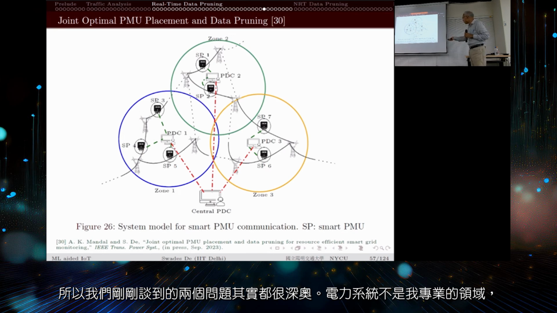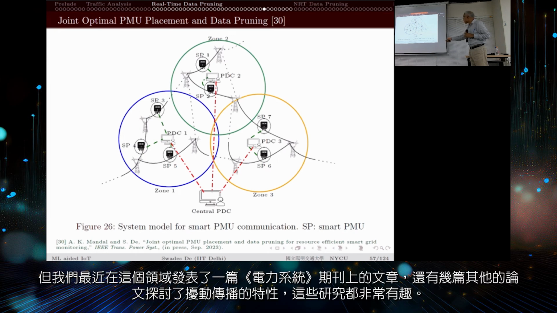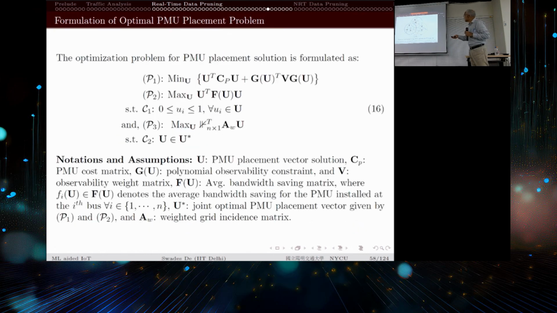This is quite deep. This power system is not my domain at all, but we have published in Transactions on Power Systems very recently in that domain. And there are a couple of other papers where we characterize how the disturbance propagation happens. It is quite interesting.